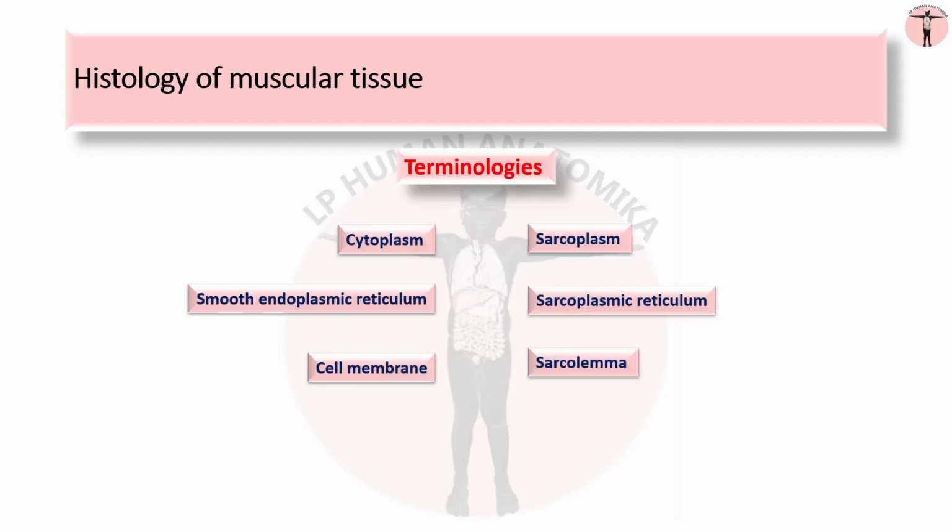Muscle specialists refer to certain muscle cell organelles with special names. The cytoplasm of muscle cells is often called sarcoplasm. The smooth endoplasmic reticulum is the sarcoplasmic reticulum, and the muscle cell membrane and its external lamina are the sarcolemma.